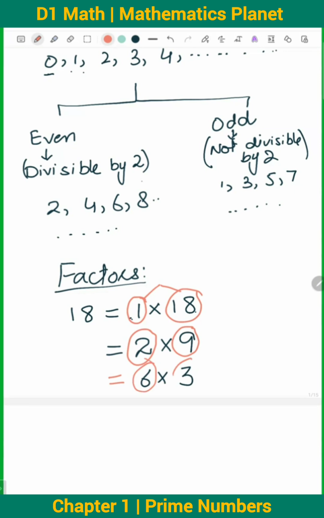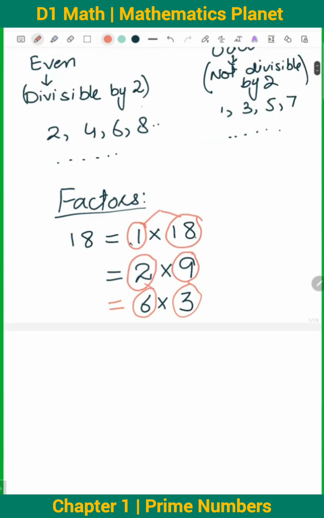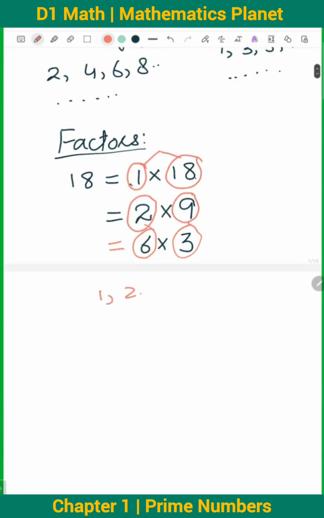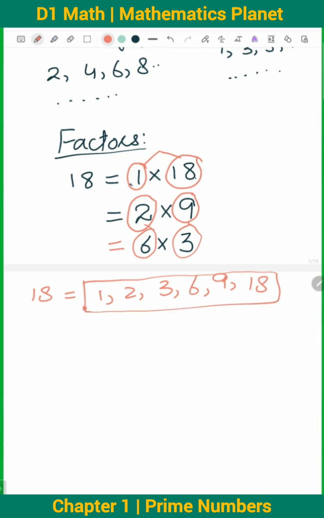So how many factors does 18 have? 1, 2, 3, 6, 9, 18, the number itself. So these are all the factors of 18, meaning 18 is divisible by all of these numbers. Okay. So now, is 18 divisible by each of these factors? Yes, because factors are those numbers with which the number is divisible 100%.